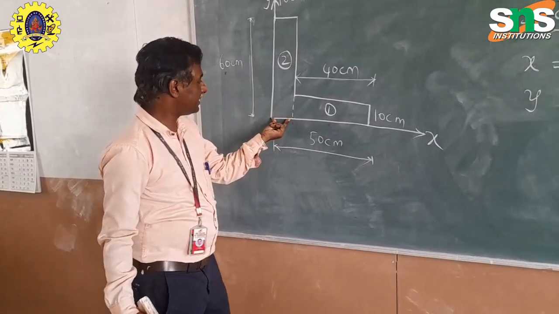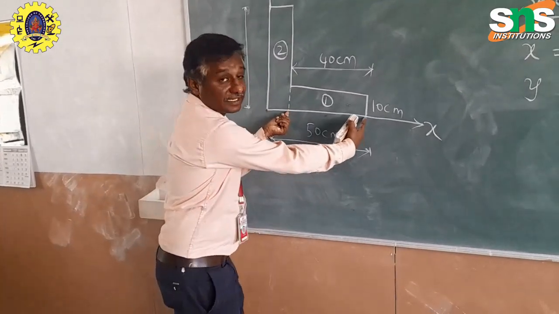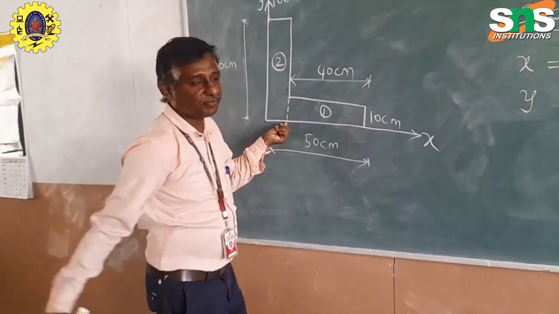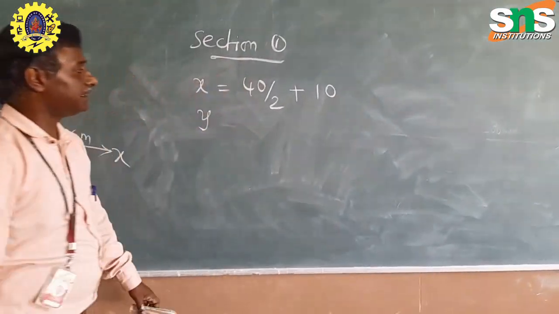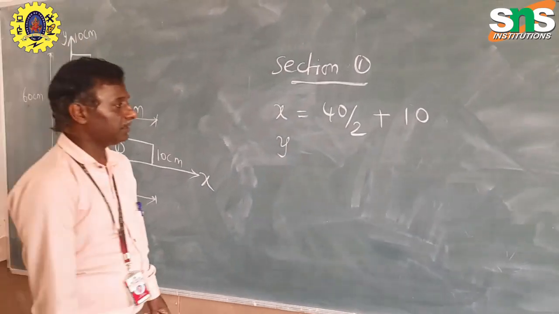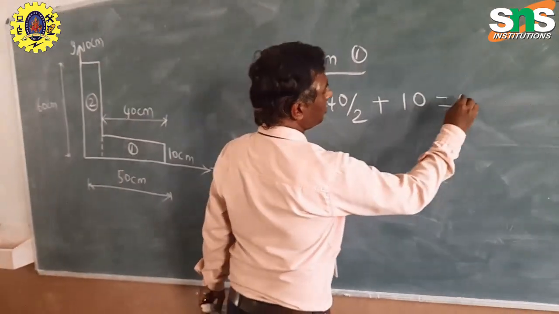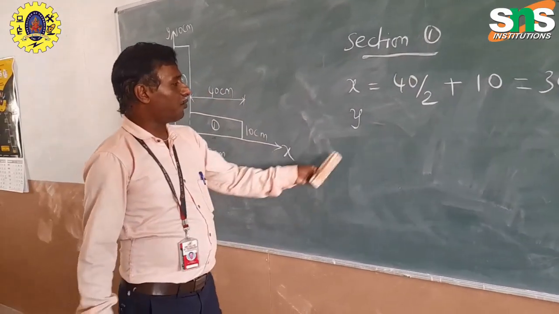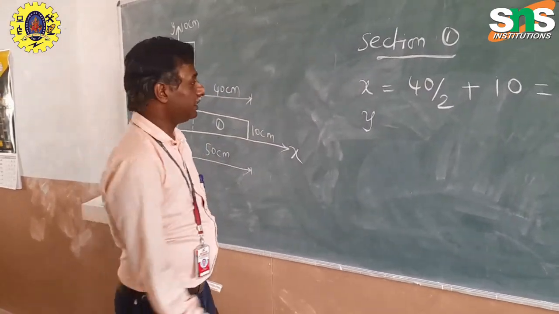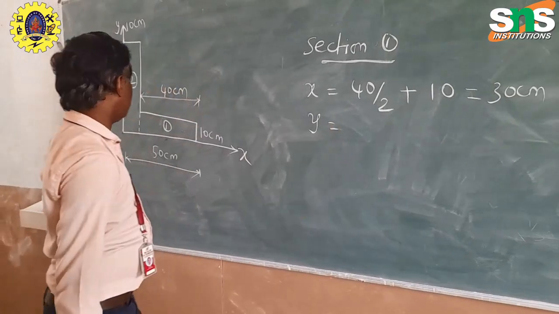This, okay, plus this is half of the horizontal. So it is nothing but 40 by 2 plus this 10 centimeter to be added. So it is 20 plus 10, 30 centimeter. And y. What is the y value here?